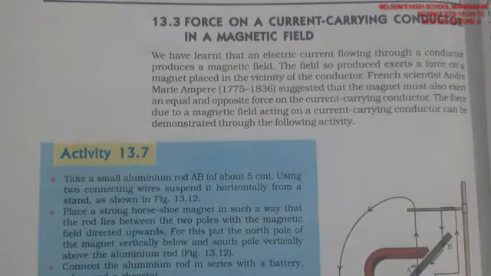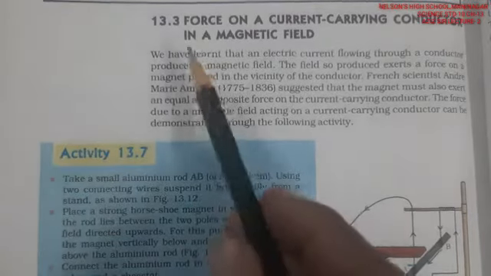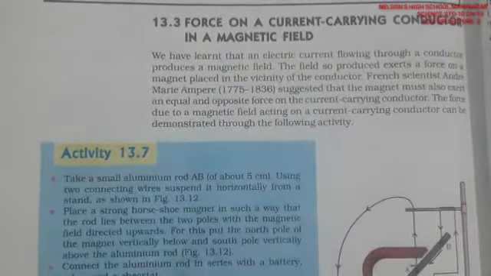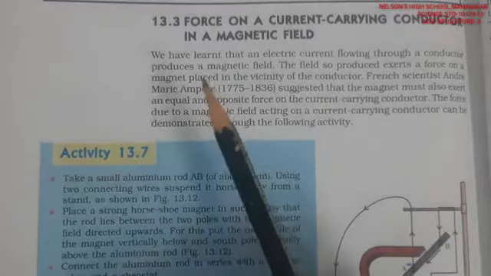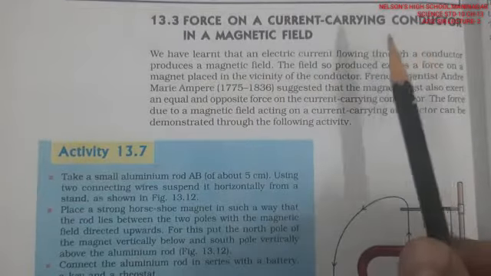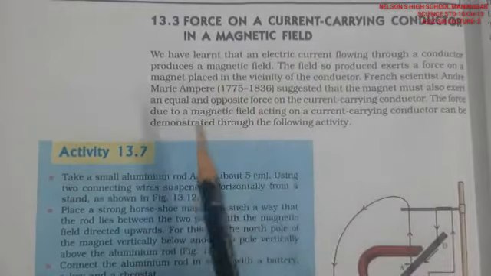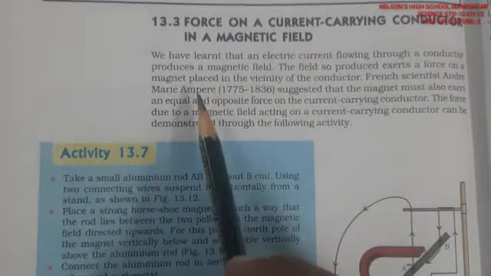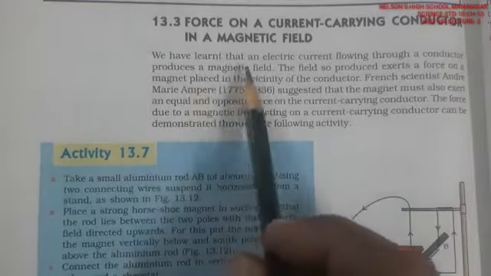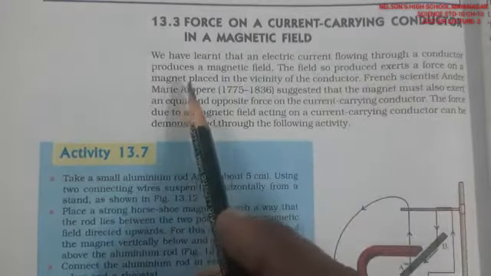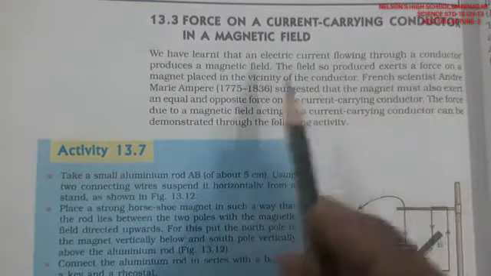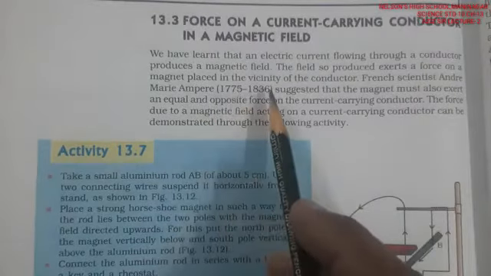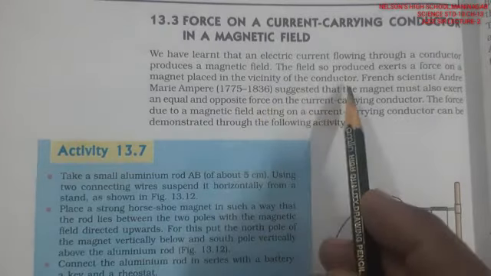Now in this particular chapter today we are going to learn the topic of force on a current carrying conductor in a magnetic field. As we have learned before, the magnetic field is created by the conductor when the current is being passed, and it creates a kind of force. We have learned that an electric current flowing through a conductor produces the magnetic field, and the field so produced exerts a force on a magnet placed in the vicinity of the conductor.